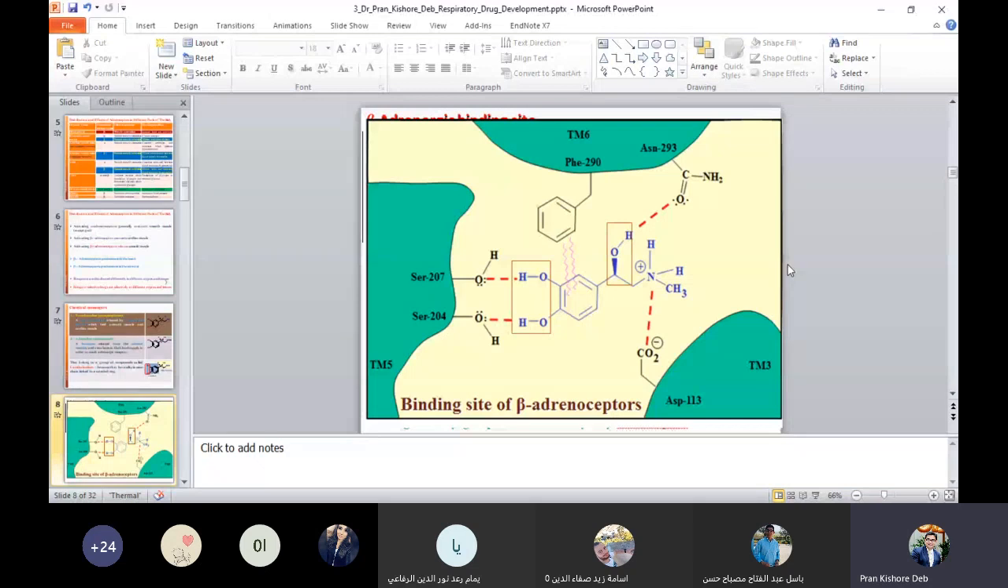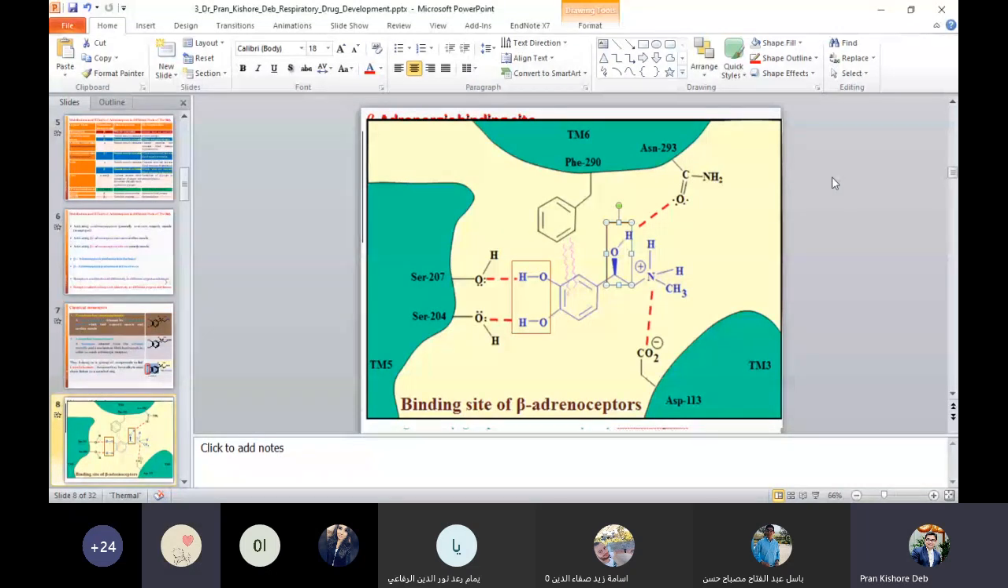And all the three OH are involved in the formation of hydrogen bonding. But they are involved in hydrogen bonding with the receptor with different amino acids. For example, both the catechol OH are involved in the formation of hydrogen bonding with the two amino acid residues serine 207 and serine 204. Is it clear? Whereas the alcoholic OH is involved in hydrogen bonding with ASN 293, asparagine 293. Is it clear?